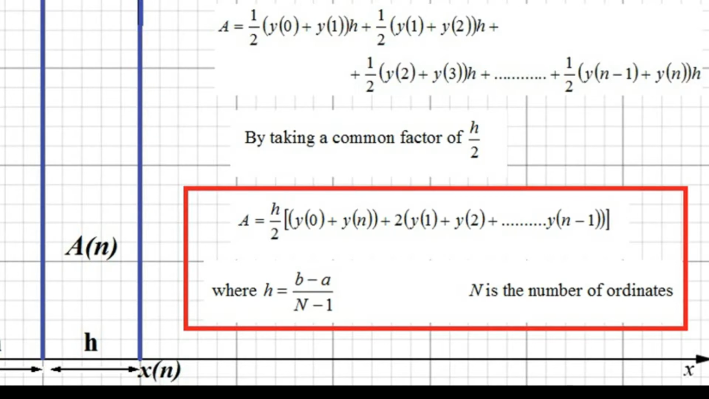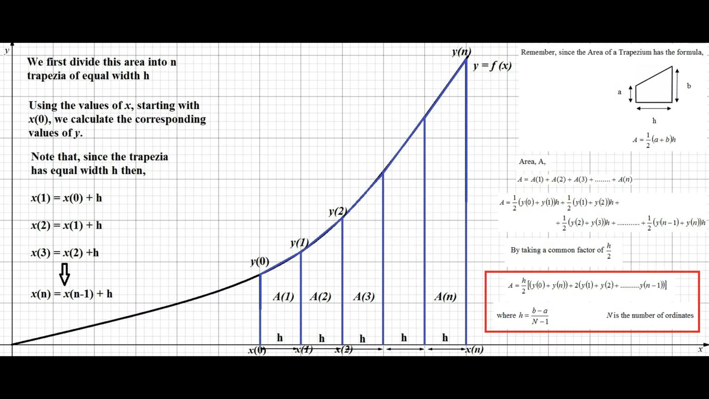Now the formula for h, the width of each of these trapezia: h is b minus a over n minus 1. The b minus a comes from the x values that you're given in the question, between our lines x equals a and x equals b, divided by, now n is the number of ordinates. The capital N is the number of ordinates, which relates to the number of x values or the number of y values. So that explains the idea of the trapezium rule. I hope that makes sense. It gives you an idea of where the trapezium rule comes from.